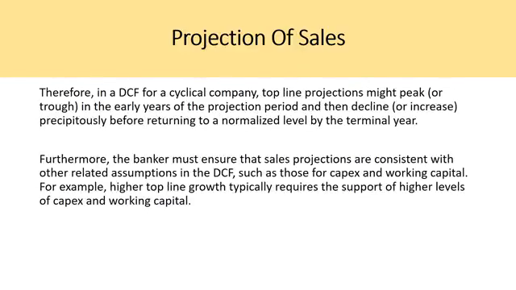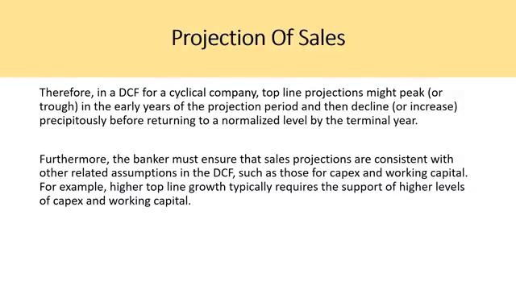Now, therefore, in a DCF for a cyclical company, top-line projections might peak in the early years of the projection period and then decline before returning to a normalized level by the terminal year, right? So that's what happens in the first 3-4 years: you have that business adjusting to a normalized level or eventually declining and hitting that terminal year. So again, it depends on where the business is in the business cycle.